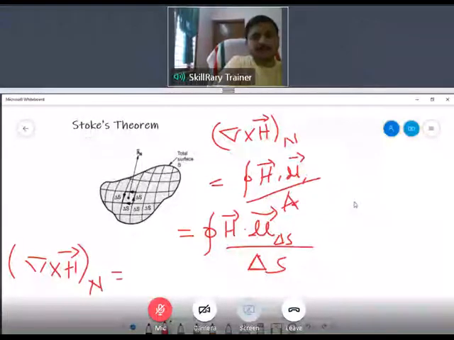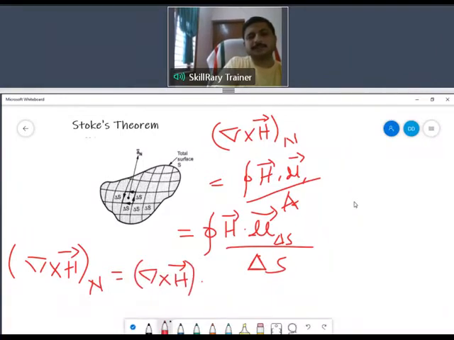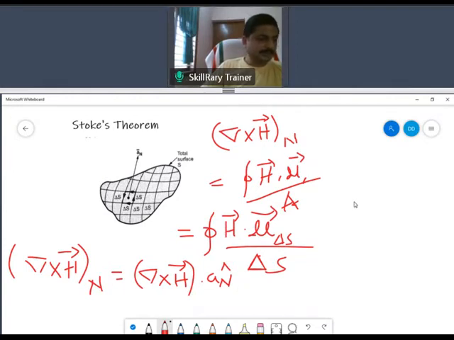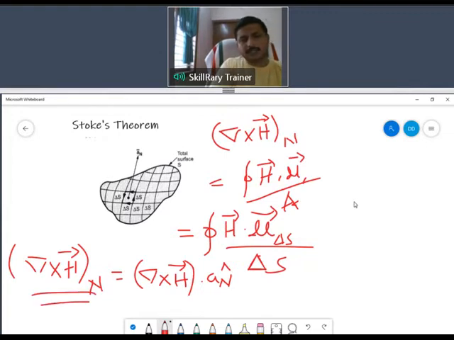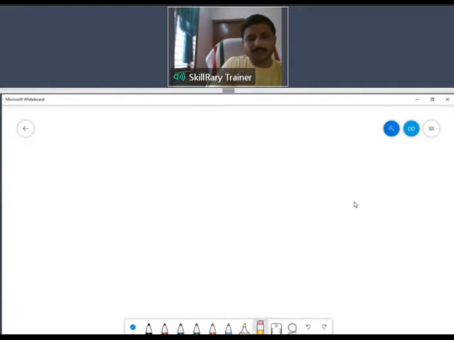Curl of H normal as curl of H dot n cap. Is it not? Because this is just a representation, so I'm mathematically writing it as curl of H dot n cap. I can write it as curl of H n cap. Okay. Now substitute this in this expression. You write curl of H n cap. Then what do we get? Okay, just equate that equation.